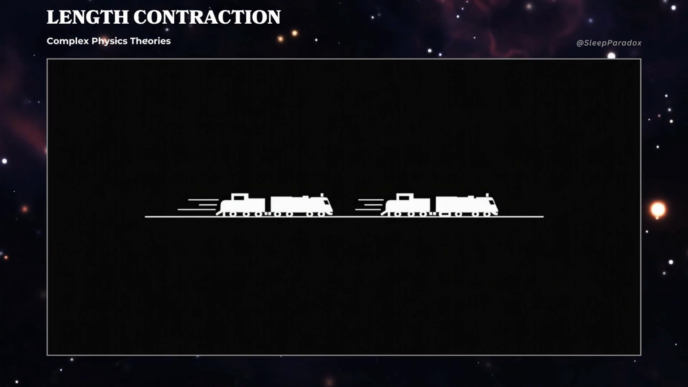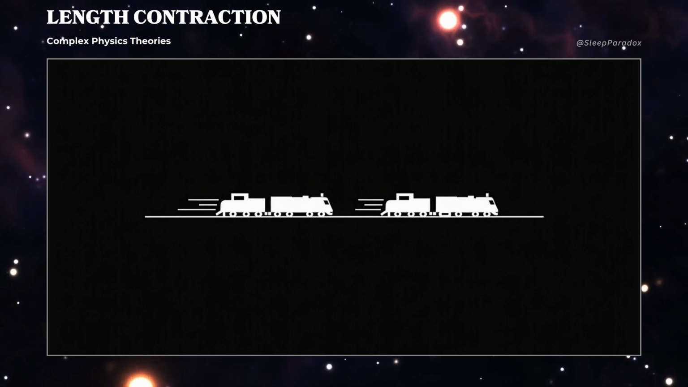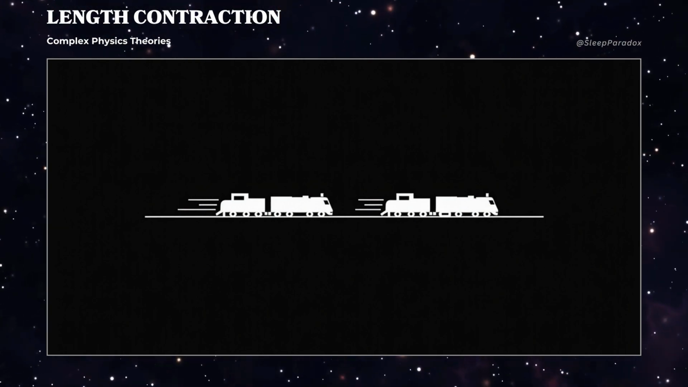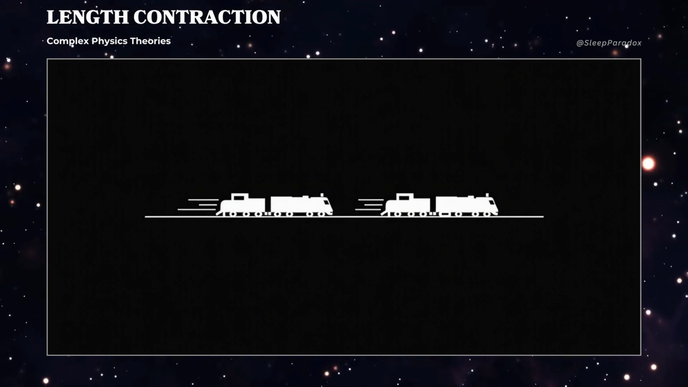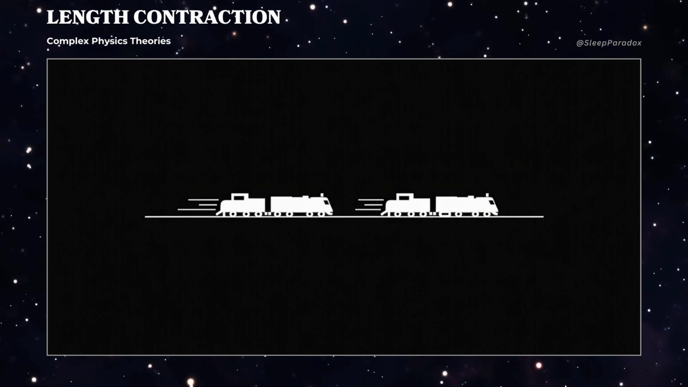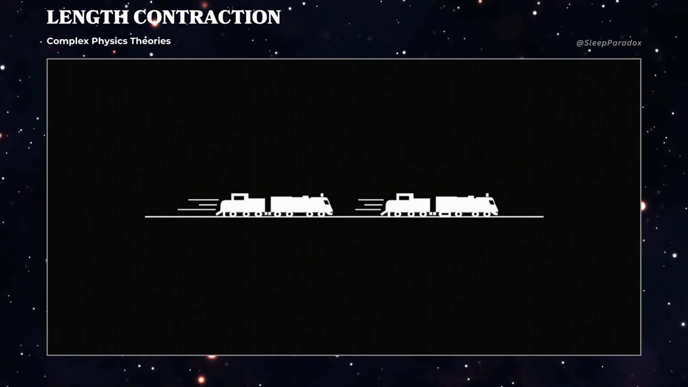This tells us that an object's length depends on the frame of reference. In its own rest frame, the object keeps its original length, but to an outside observer moving relative to the object, it appears shorter. This effect only becomes noticeable at very high speeds, close to the speed of light. At everyday speeds, the contraction is far too small to detect.